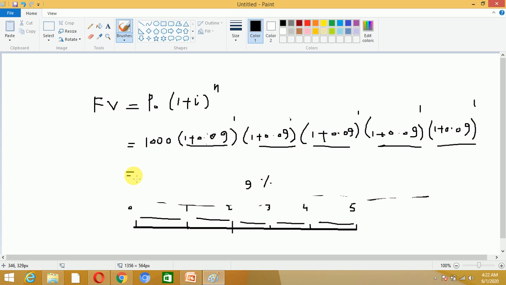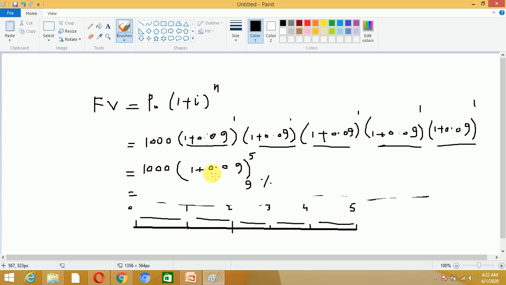Now we can also write it like this: 1000. In algebra, if the bases are the same, we can add the powers: 1 plus 1 plus 1 plus 1. So it will become 1 plus 0.09, and we add these powers: 1 plus 1 plus 1 plus 1 plus 1. So it becomes power 5, because we received interest 5 times.